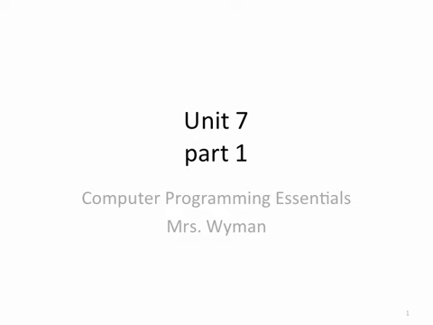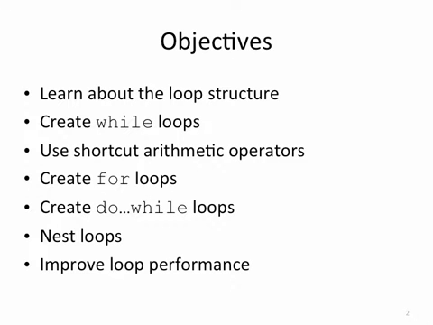Computer Programming Essentials, Unit 7, Part 1. You may recall that we learned there are three basic control structures in procedural programming and structured programming that allow us to solve virtually any problem that can be solved with a computer. And they are sequence, selection, and iteration. In this unit, we're going to learn about the third structure, iteration.